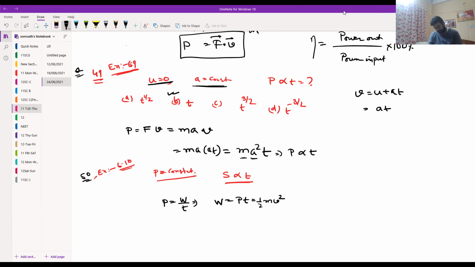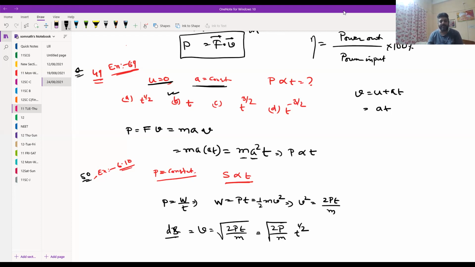Yes, so from that we can say v square, that is 2 pt by m. So what do you mean by v? Root under 2 pt by m, that means 2p by m into t to the power half, and this v is ds by dt. Can we write this?